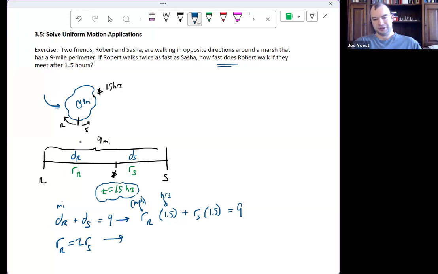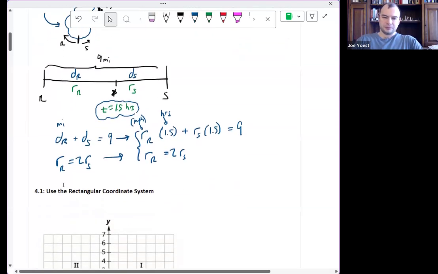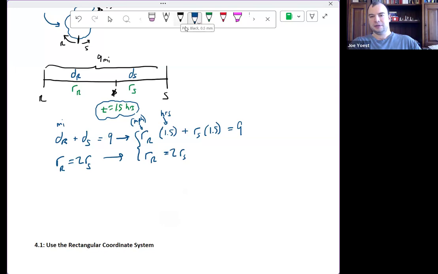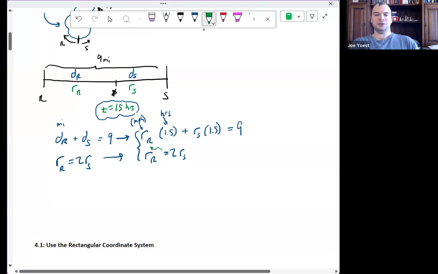And I can keep the second equation just the same. Rate for Robert equals twice the rate for Sasha. And now I do have two equations in just two unknowns, Robert's and Sasha's rates, their speeds. I can solve by just substituting in 2rs for rr.